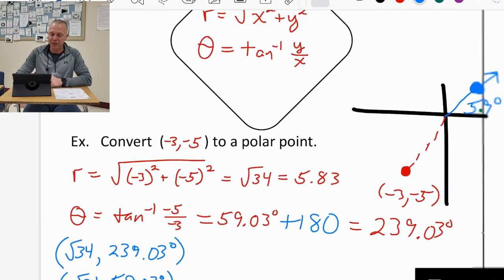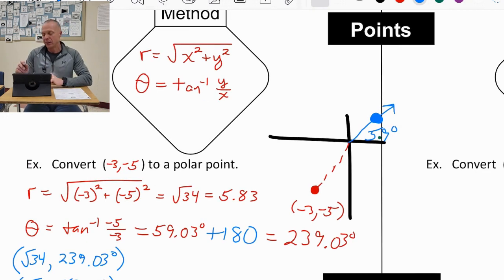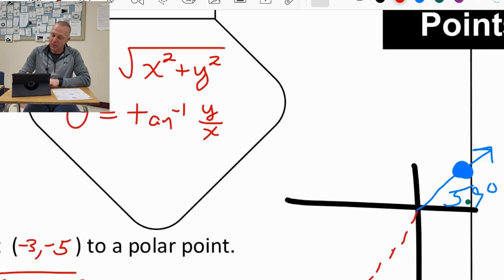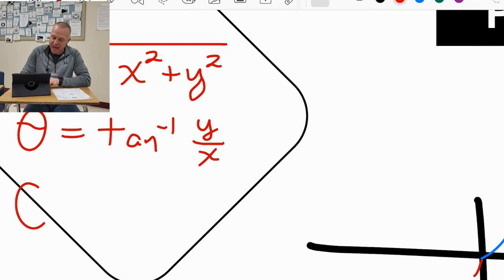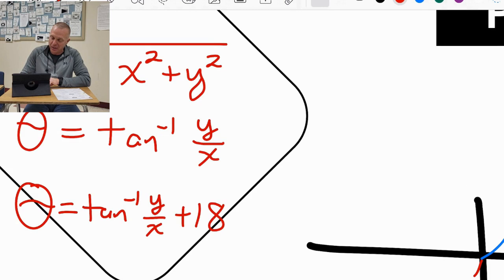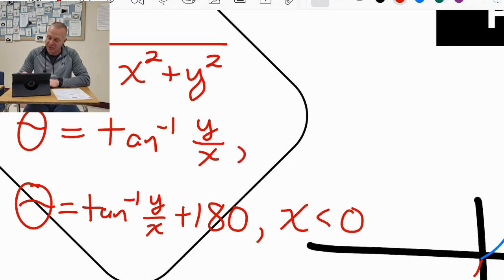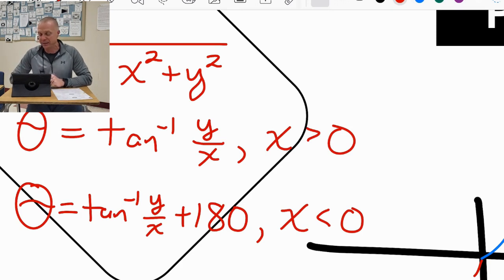So what happened here? How come we had to fix our answer? Well, it wasn't because we made a mistake. It was actually because x was negative. You see, when x is negative, you can do the inverse tangent of y over x, but you're going to have to add 180 degrees. And again, that's when x is negative. But when x is positive, well, we're good. We can just basically do the inverse tangent.